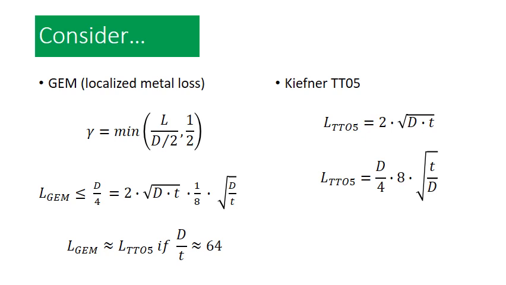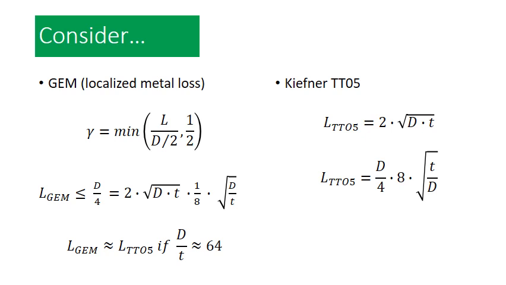Now, putting those two equations together and playing around with a little bit of mathematics, we can find that the length limit predicted by GEM is going to be equal to the length limit predicted by Kiefner and TTO5 if the diameter to wall thickness ratio is approximately equal to 64. When we take a look at the various data that's been presented in industry, we'll see that there are a lot of diameter to wall thickness ratios on the order of 64. So that seems to be relatively consistent.